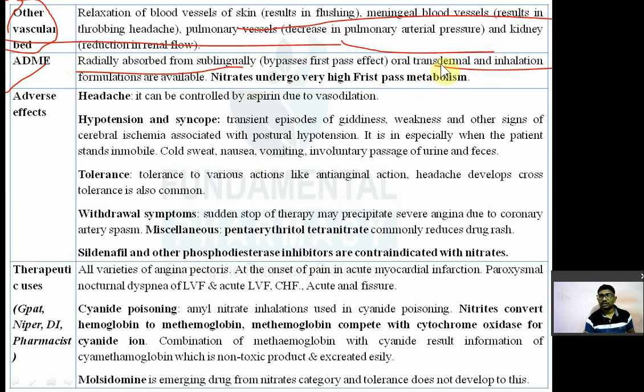पर्टिकुलरली इनहेलेशन किसका रहेगा, अमाइल नाइट्रेट। अमाइल नाइट्रेट क्या है, वोलेटाइल ऑर्गेनिक नाइट्रेट है। सो इनहेलेशन किसका रहेगा, अमाइल नाइट्रेट। Nitrates undergo first pass metabolism if they are given orally. Nitrates undergo very high first pass metabolism if they are given orally.